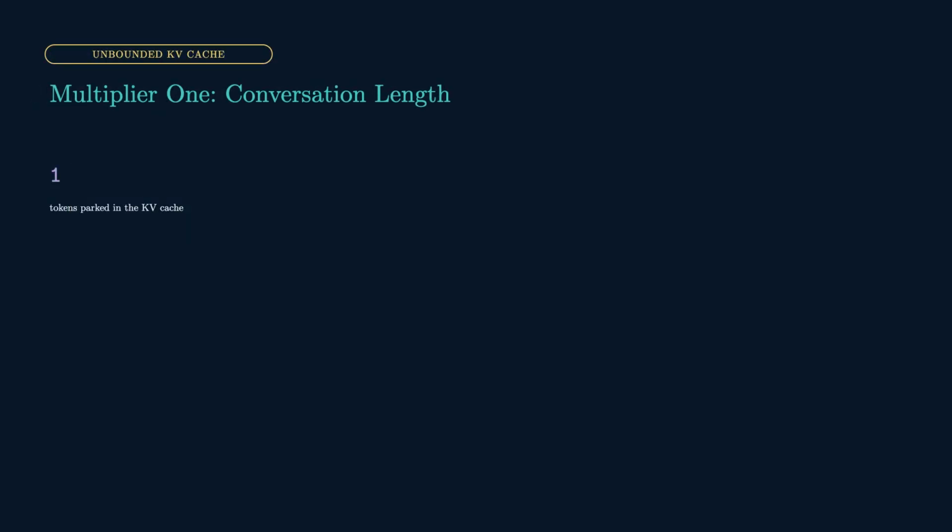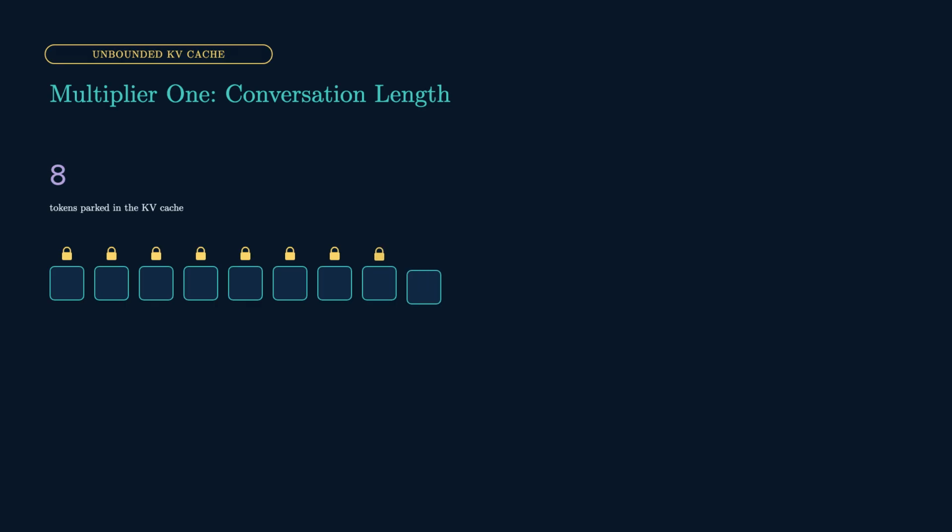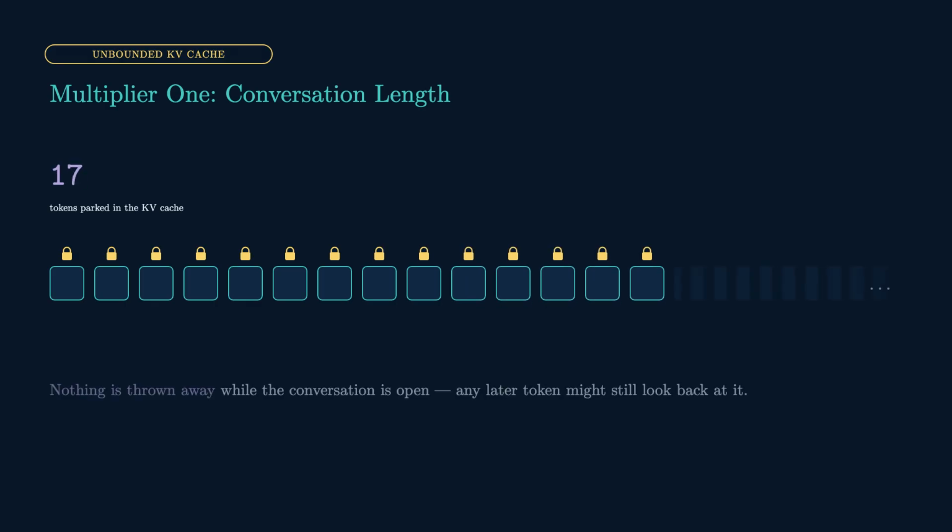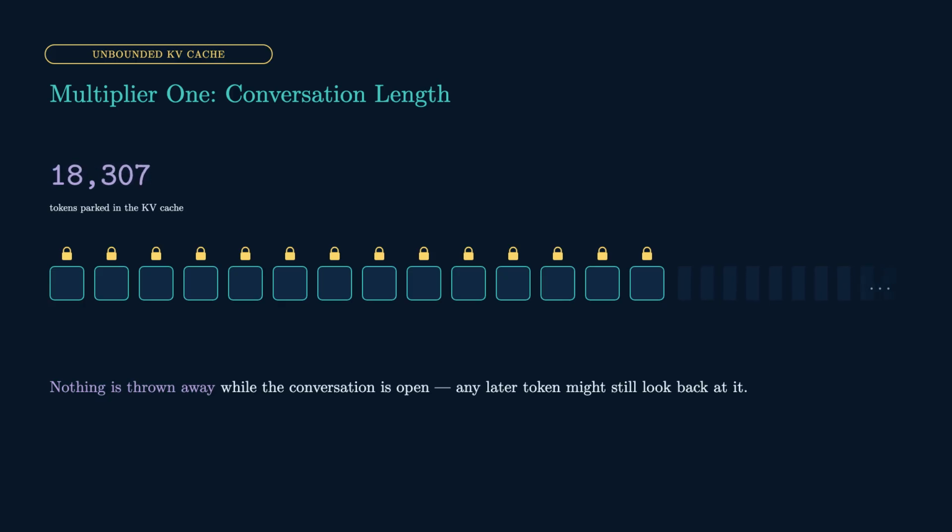Multiplier 1, how long the conversation runs. Every token that's ever appeared keeps its key and value parked in the cache. Nothing gets thrown away while the session stays open, because any later token might still want to look back at it. Token 1 contributes an entry. Token 32,000 is just the 32,000th, sitting alongside every single one before it.